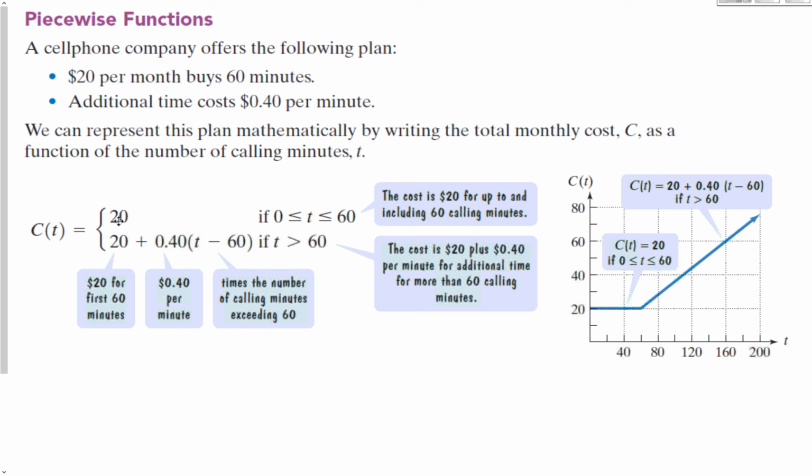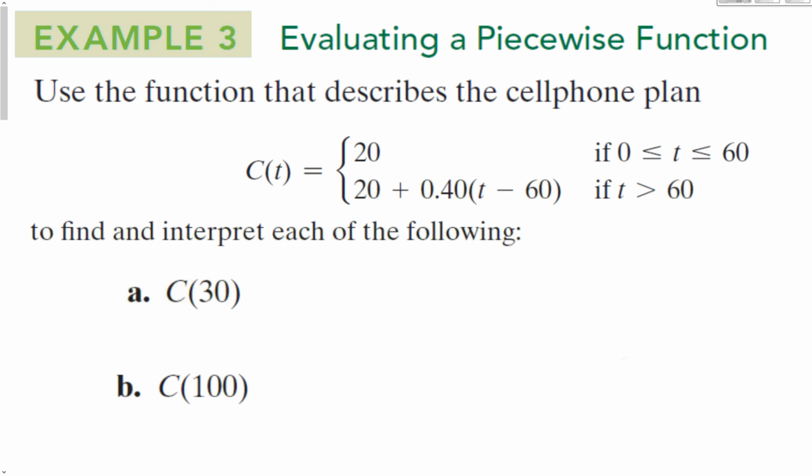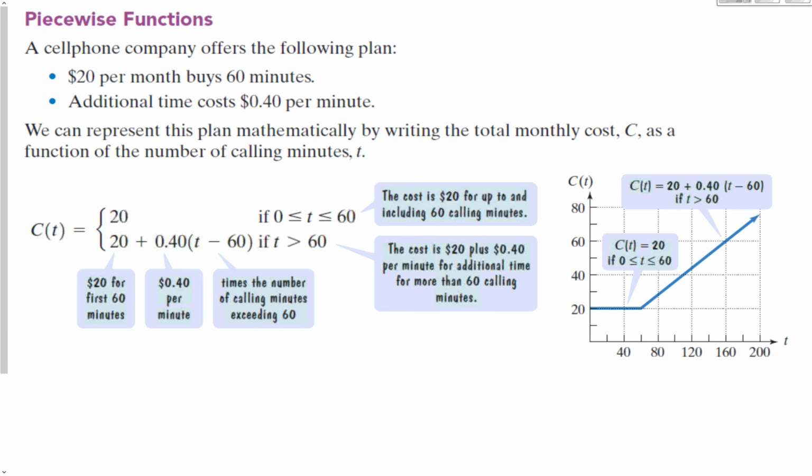Okay, so we see here 20 bucks if your time is in between 0 and 60 minutes. $20 for the first 60 minutes plus 40 cents per minute times the number of calling minutes over 60 if T is bigger than 60. And here's my graph, flat, and then it's going to cost more and more depending on how much you use it. So this is a piecewise function because it's defined by two or more equations over a specified domain, and we have rules for what we can do for each one.